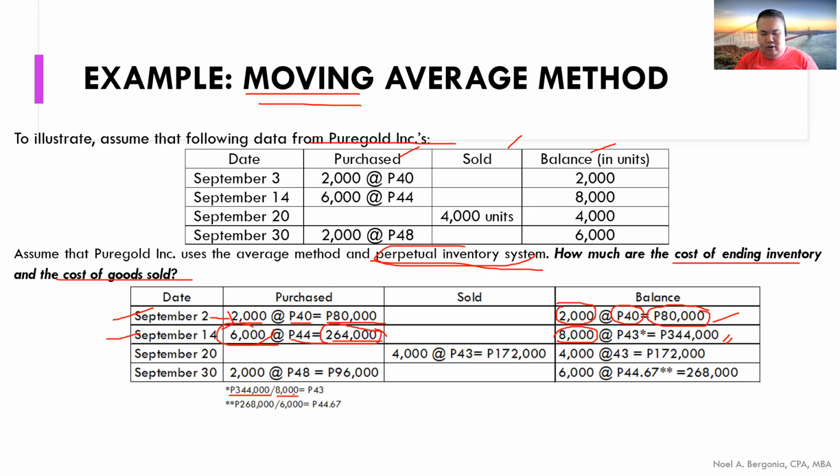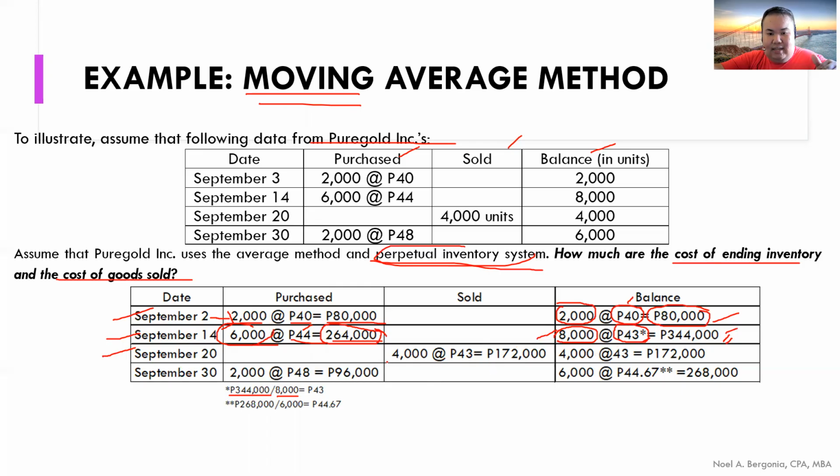344,000 divided by 8,000 units is actually 43 pesos. So we will not use 40 or 44, but rather 43 pesos per unit as of September 14, because that is the average price per unit, considering the total balance and the number of units. So it is like a weighted average earlier, but this one is individual, per movement in inventory. So what does it mean? When we sell on September 20, unlike the previous methods, we cannot say that what was bought first on September 2 will be disposed of first. We use the average, so it should be the average of everything. In the moving average method, whatever is the most recent average price is what we use for our sales in the succeeding period.